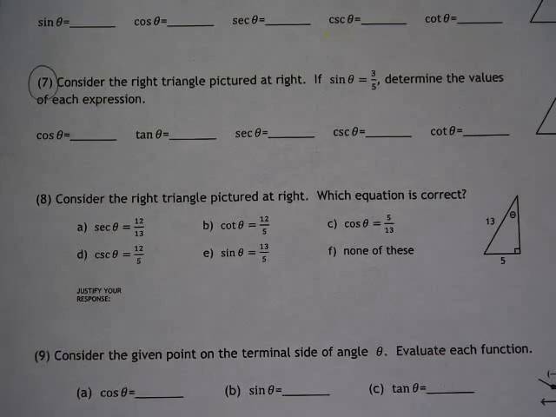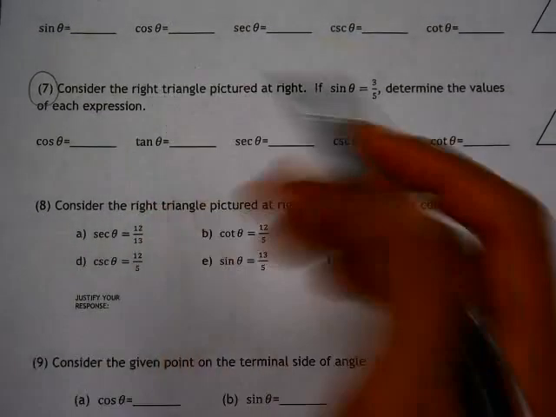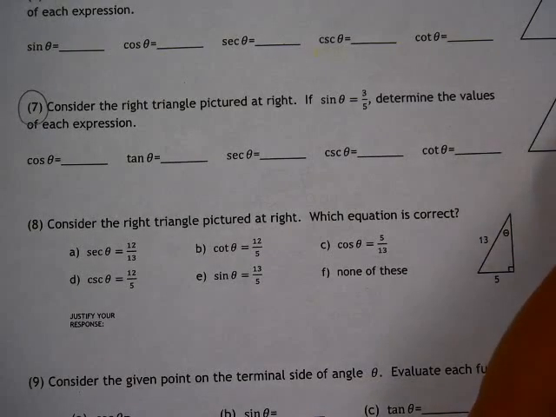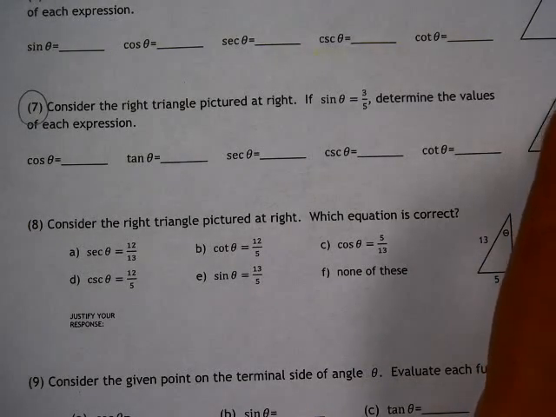This is the second video for worksheet 9.9. We're going to look at number 7, which is considering this right triangle and the angle theta right here.